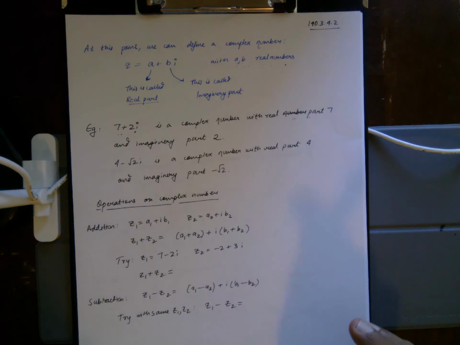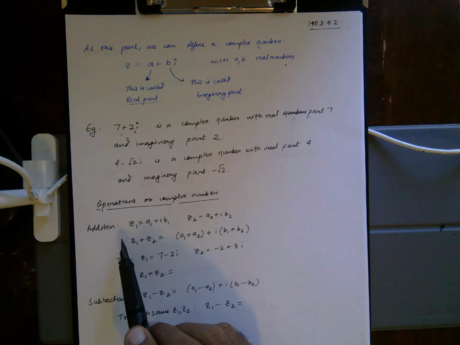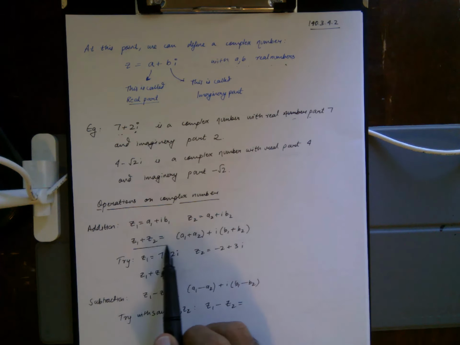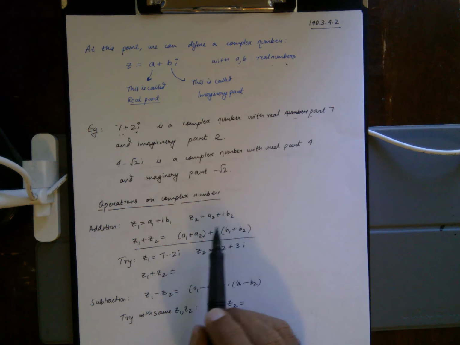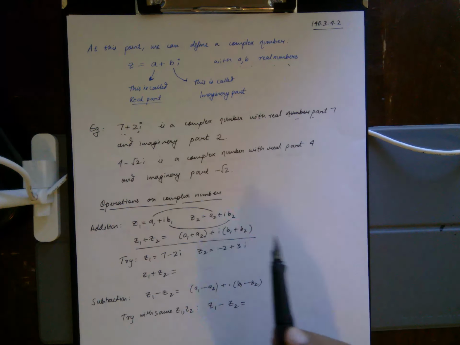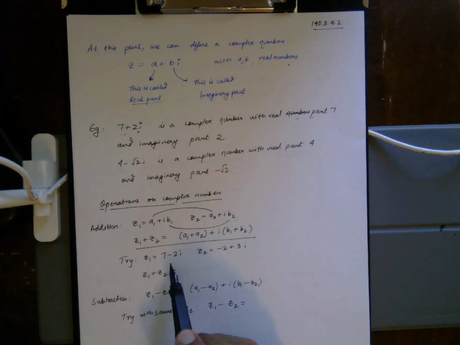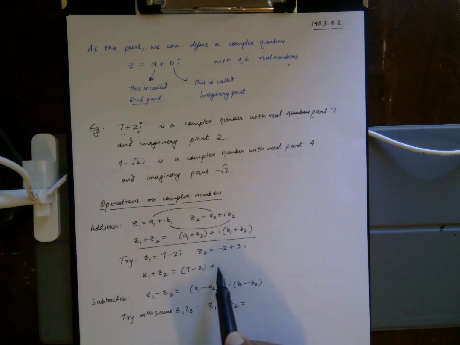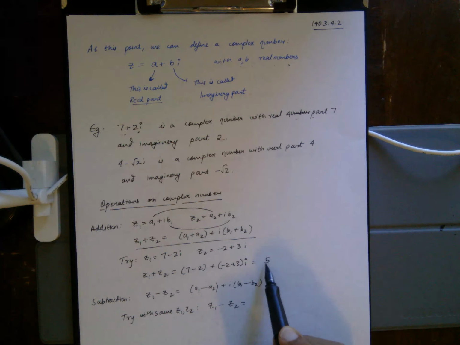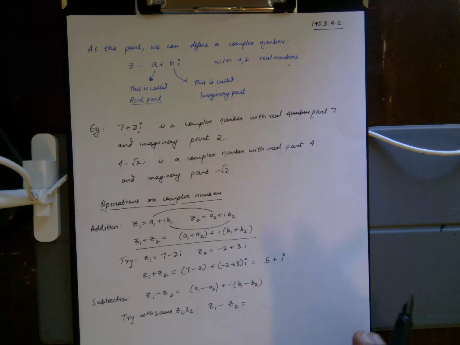Then in Math 103, you learn some operations on complex numbers. Let's start with a simple one, addition. Basically what this is saying is that when you add complex numbers, you add the real parts together and you add the imaginary parts together. So in this example, z1 plus z2 is going to be the real parts and the imaginary parts added. So that's going to be 5 plus i.